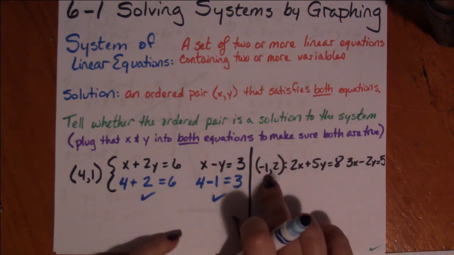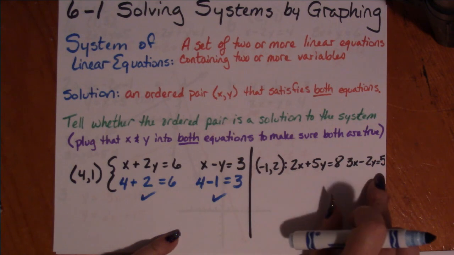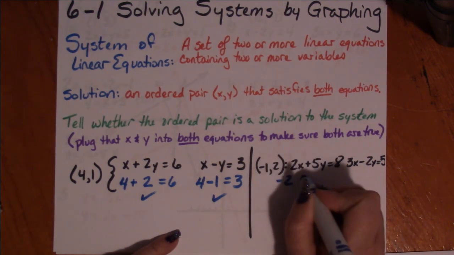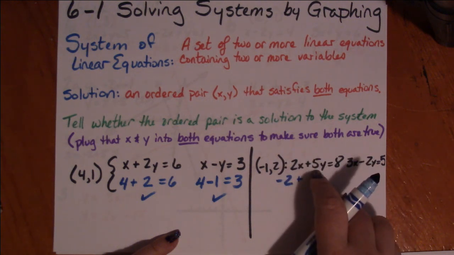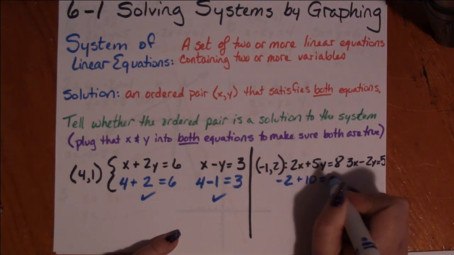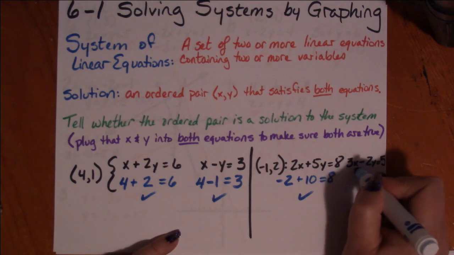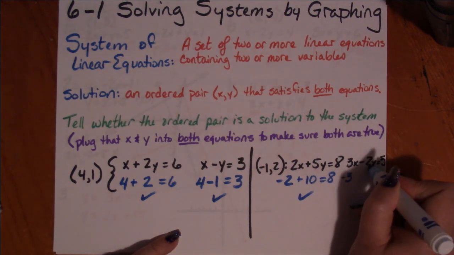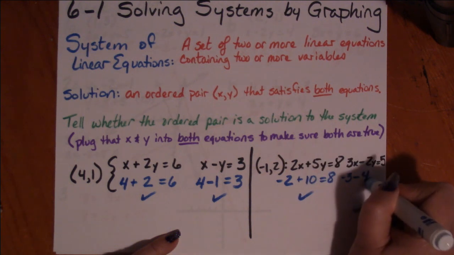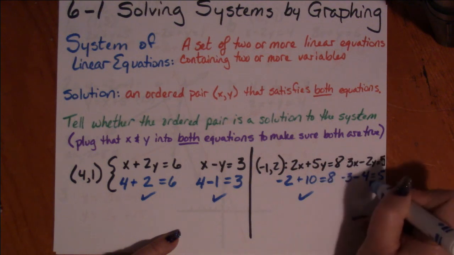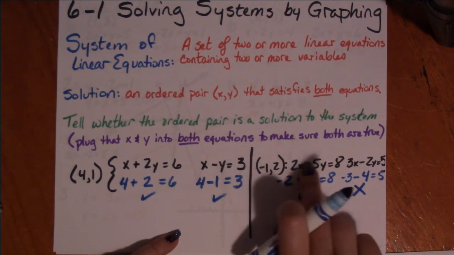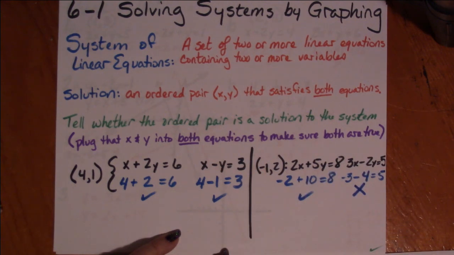The next one, negative 1 and 2, and I'm sorry these are so crammed. 2 times x is negative 2 plus 5 times y is 10 equals 8. That one works. 3 times negative 1 is negative 3. And 2 times 2 is 4 equals 5. Negative 3 minus 4 does not equal 5. So this point does not work for this system.